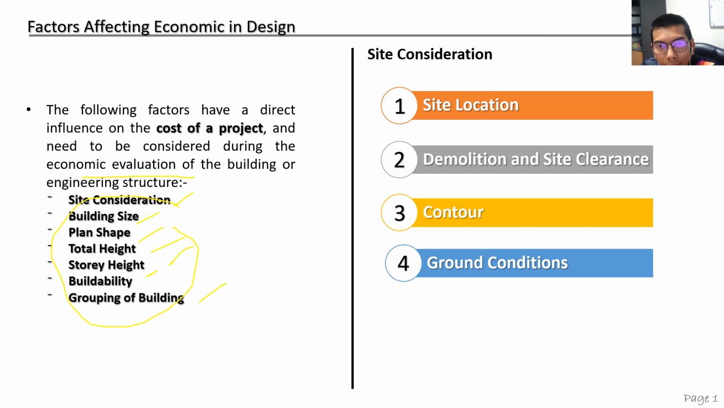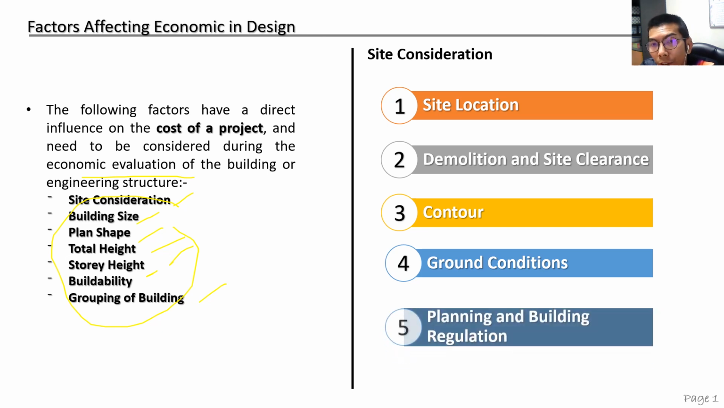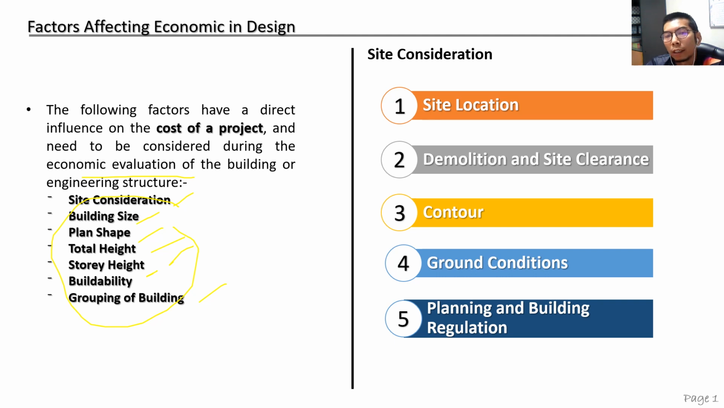The last element under site consideration is planning and building regulation. This element will impact the cost of the project as well. Planning is very critical. Building regulation is also very critical, and sometimes the regulation is quite stringent, ketat. It's very difficult to obtain approval. Whatever you plan, you need to get approval before you can start your works.